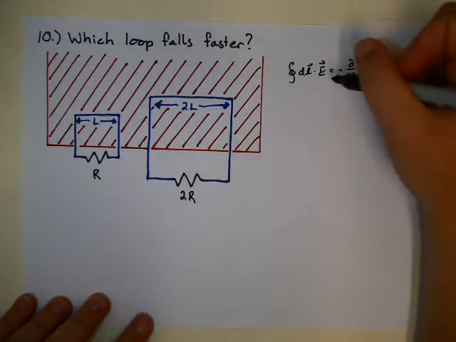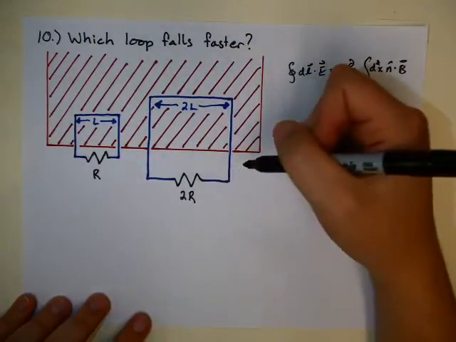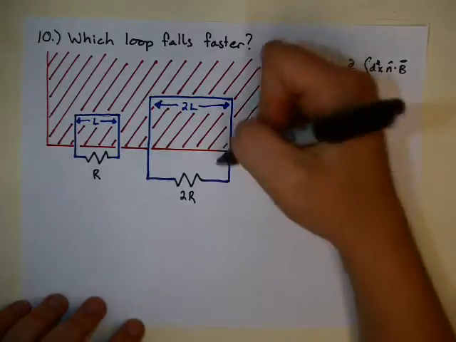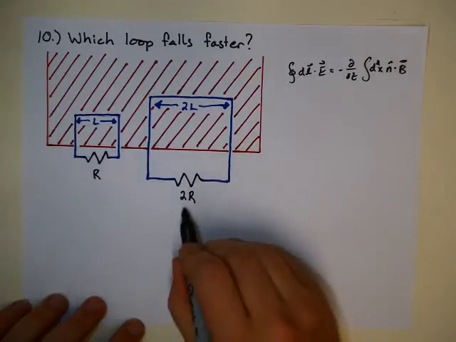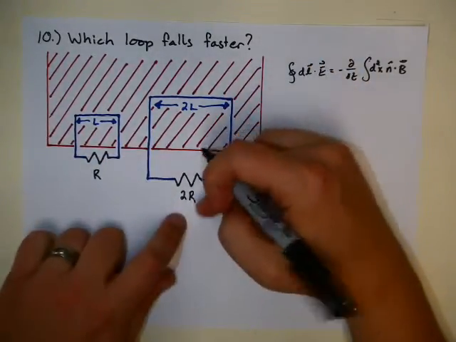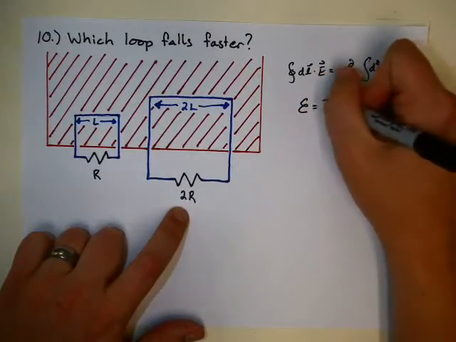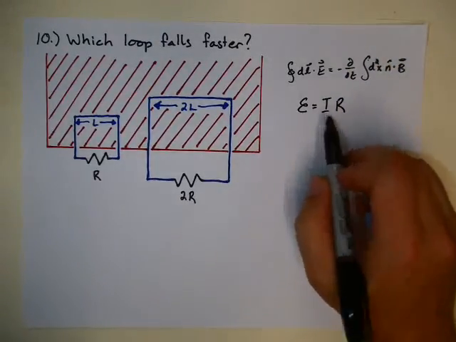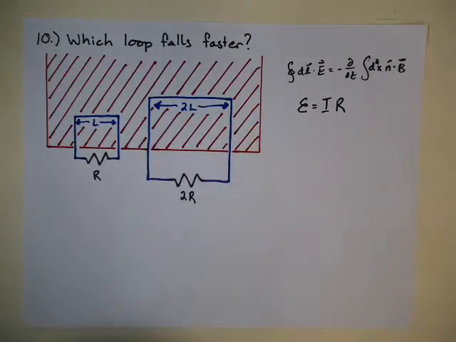Well, if its EMF is twice as big, then the current through here will be twice as big. Actually, it will be the same size. Sorry. The current is going to be the same size because I have twice the resistance. So the EMF is twice as big, but with twice the resistance, using the fact that EMF is equal to current times the resistance, if EMF is twice as big and R is twice as big, the current's going to be the same size. So I'm going to have the same current flowing through each one of these.